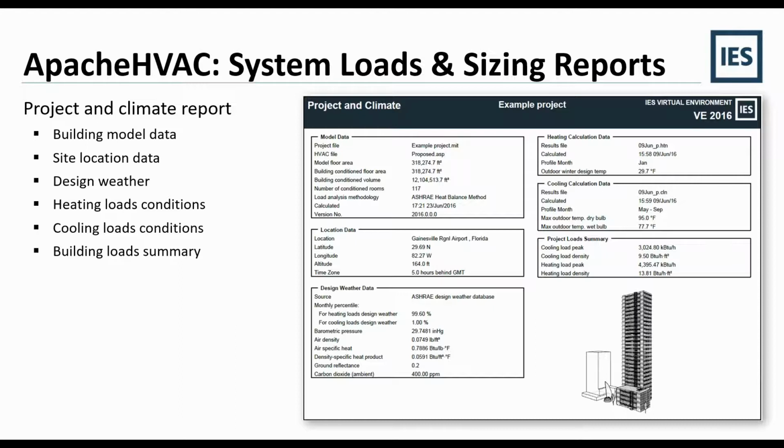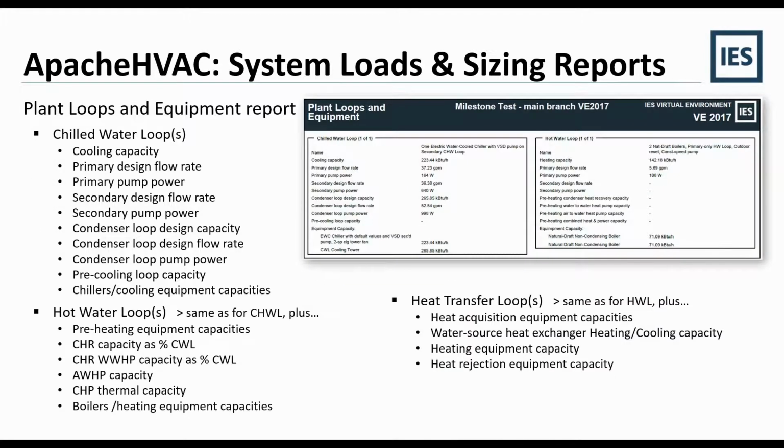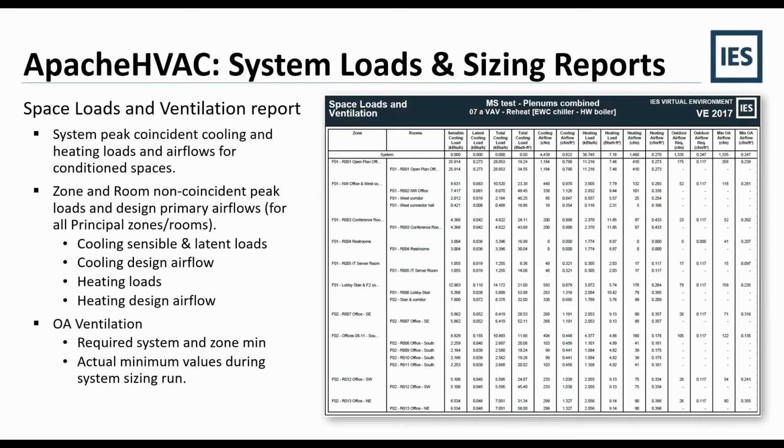Here you can see, at project level, loads analysis information such as geometry, site, climate, design weather, load conditions, and overall building loads. We believe this is a fairly comprehensive, concise, user-friendly layout. It's black and white, perfect for printing and sharing. All our reports for this follow this motif. Here you can see plant loop and equipment loads analysis. Again, you can see here the space loads and ventilation report.